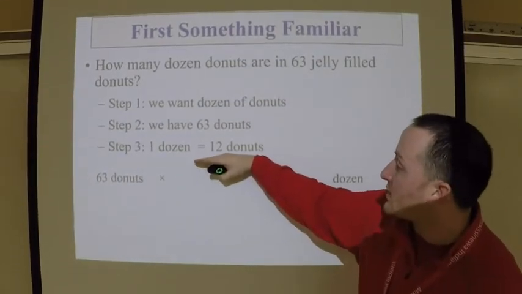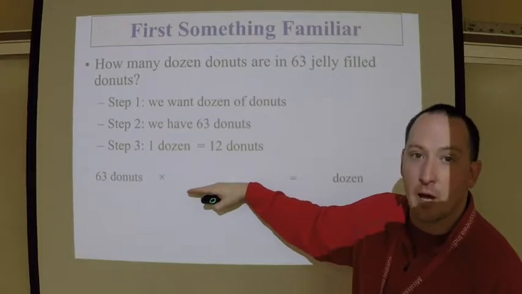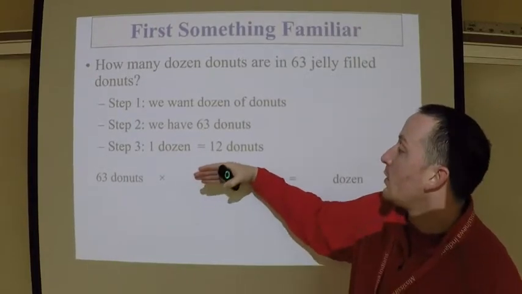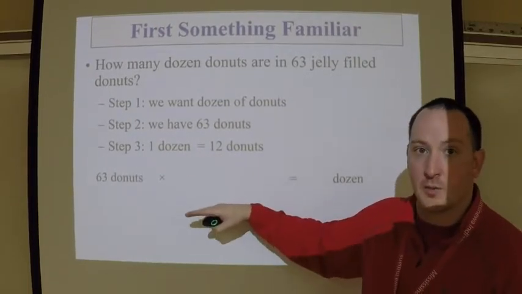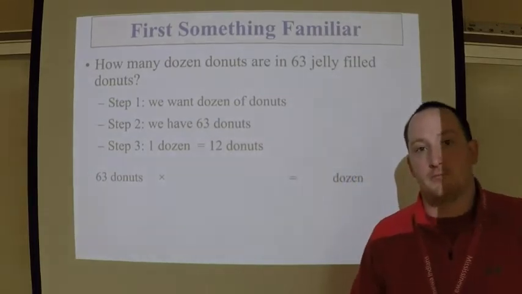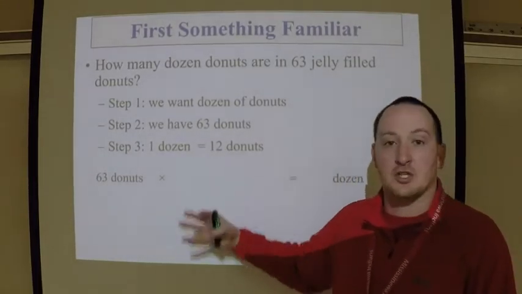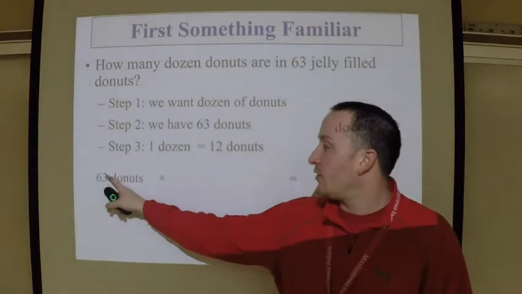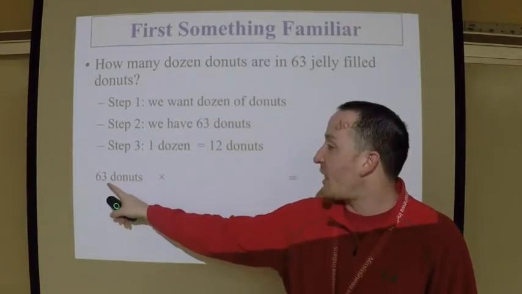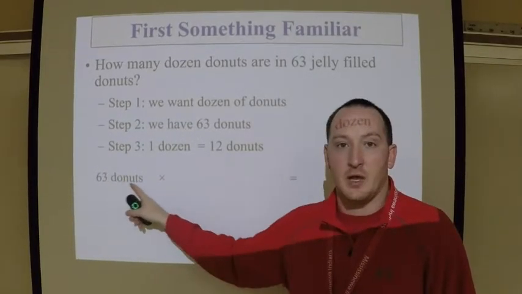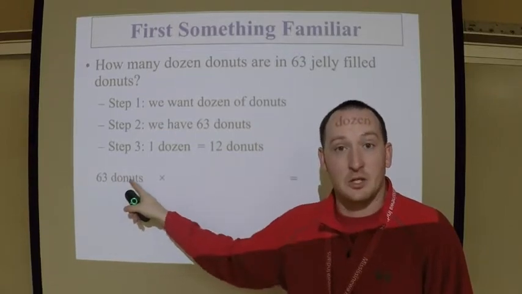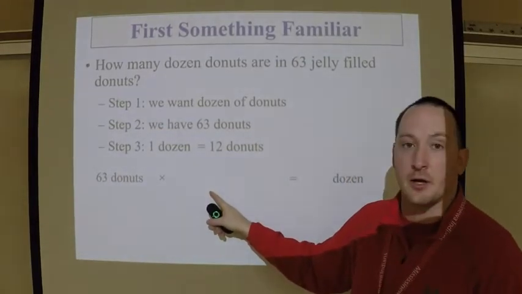We're either going to put 1 dozen on top and 12 donuts on the bottom, or we're going to put 12 donuts on top and 1 dozen on the bottom. You might say, how do you know which way to do it? How do you know which fraction to use? It depends on this unit here. If I see donuts here, whatever unit I have in my given unit, I want on the bottom down here.